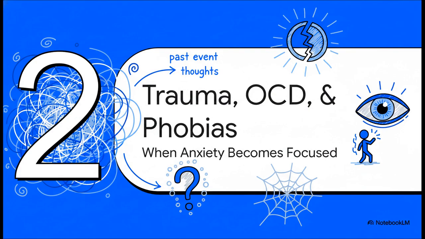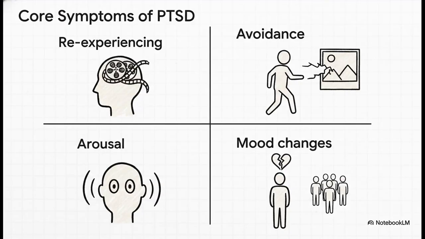Okay, so now that we have a foundation for anxiety, let's look at what happens when that general, free-floating feeling gets, well, laser-focused. It's like anxiety finds a specific target, whether that's a past trauma, a nagging thought, or a terrifying object. When we're thinking about PTSD, breaking it down into these 4 symptom clusters makes it so much easier to grasp. So first, you have the re-experiencing piece, the flashbacks, the nightmares. Then you've got avoidance. The person will do anything to stay away from reminders of the trauma. Third is that constant on-edge feeling. We call it hyperarousal. They're jumpy, always scanning for danger. And fourth, their whole inner world changes. They might feel detached, guilty, or just plain numb.